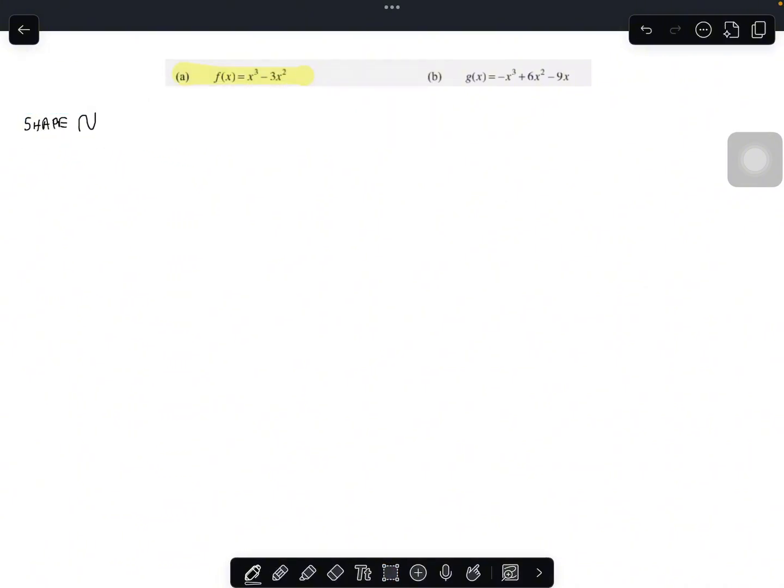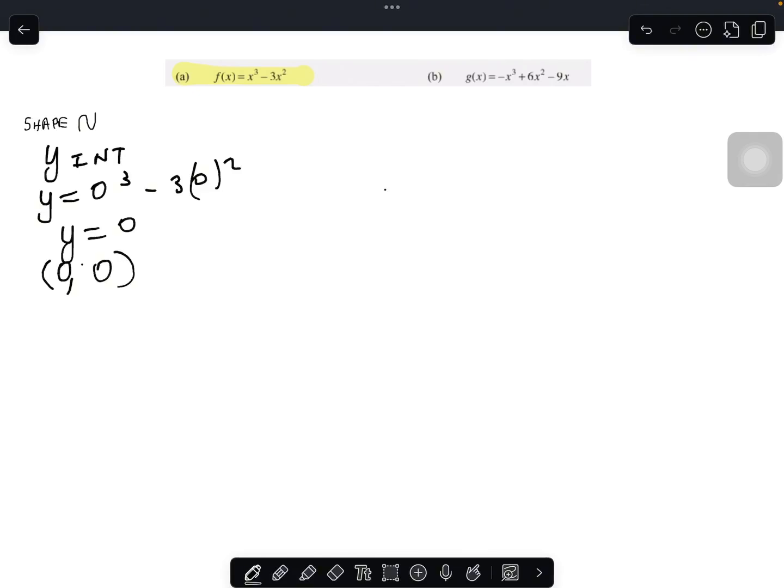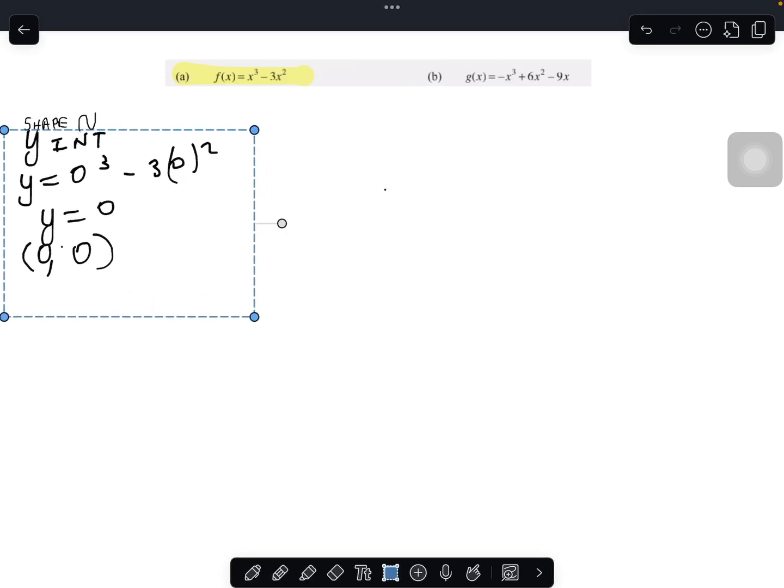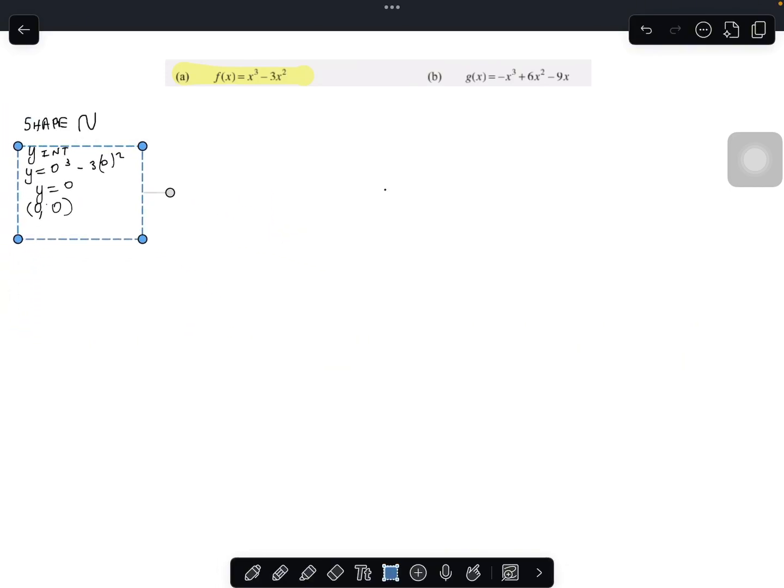The next thing we can look for is our y-intercept. So for our y-intercept, we're going to let x equal 0. So if I say y equals 0 cubed minus 3 into 0 squared, it is going to be y equals 0. So that would mean our y-intercept here would be (0, 0). So we also know one of our x-intercepts would be (0, 0). So now we have our y-intercept. It's (0, 0).